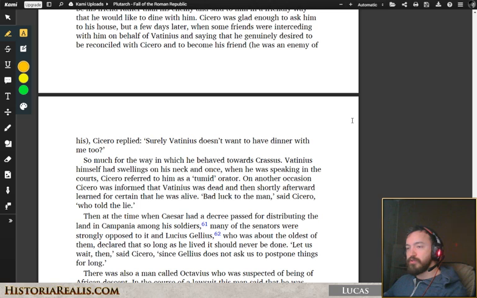On another occasion, Cicero was informed that Vatinius was dead, and then shortly afterward learned for certain that he was alive. "Bad luck to the man," said Cicero, "who told the lie."